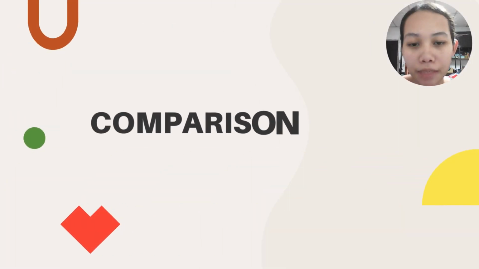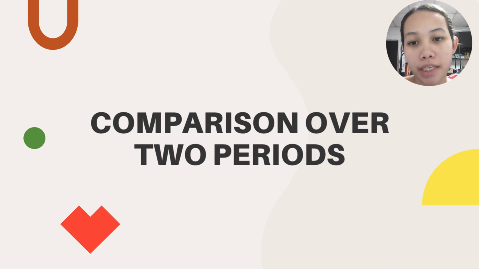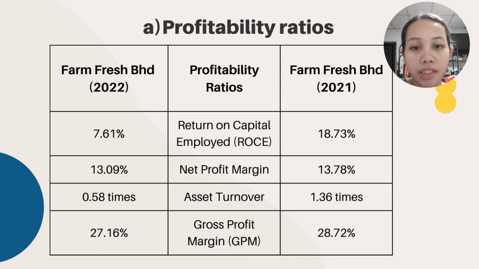Hi everyone, my name is Julikiska. My metric number is A2280970. For this slide, I will talk about the comparison of two periods for Farmfresh Berhad. I will talk about the profitability ratio, which includes return on capital employed.